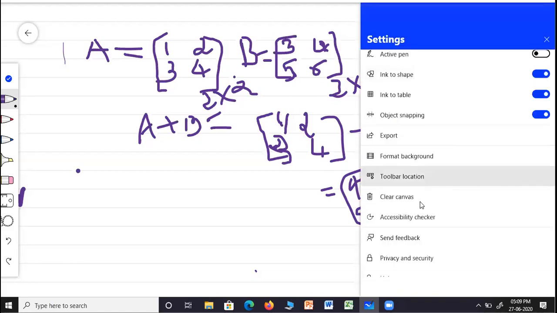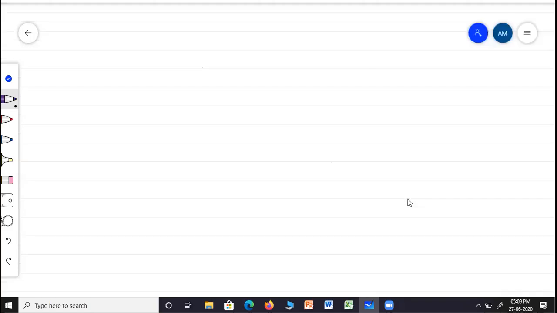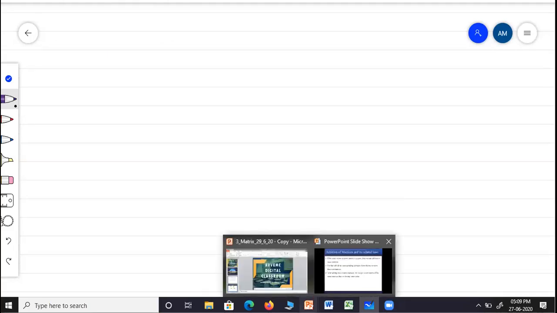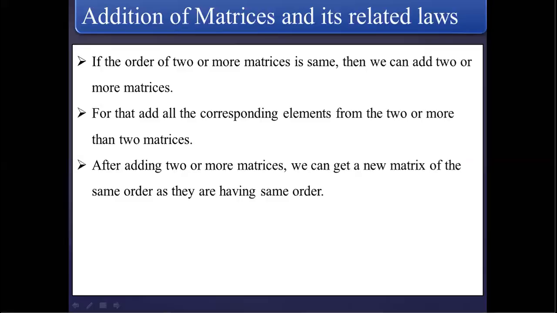So we can add two or more matrices if they have equal order. Then after adding two or more matrices, we get a new matrix of the same order as they have. Earlier we saw that we had two matrices of order 2 by 2, and then again we got a new matrix of order 2 by 2. So now I hope it is clear.